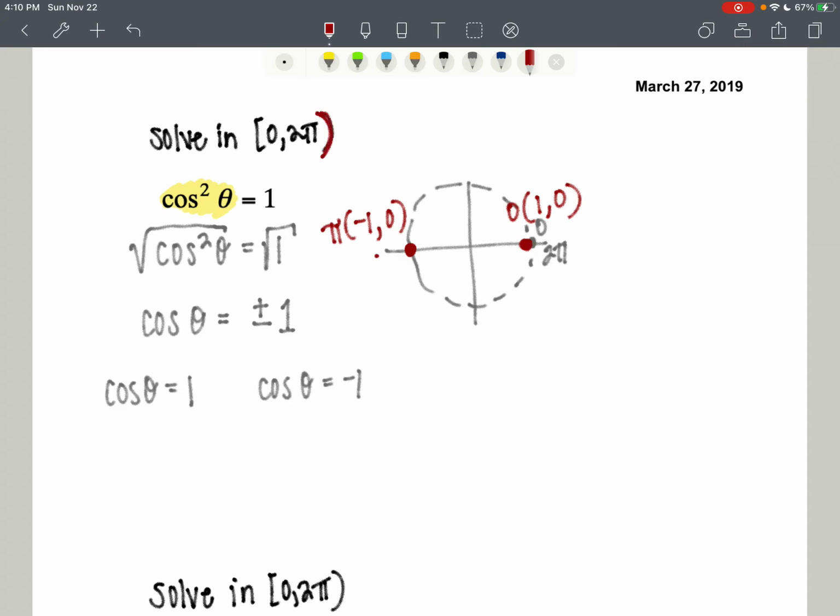But notice how 2 pi has an open interval. The reason why 2 pi is an open interval right here is because we're only going to count that location once, and when we count it, we're going to count it as 0 radians. So our answer here is theta equals 0 radians and theta equals pi radians. Two answers, 0 and pi.